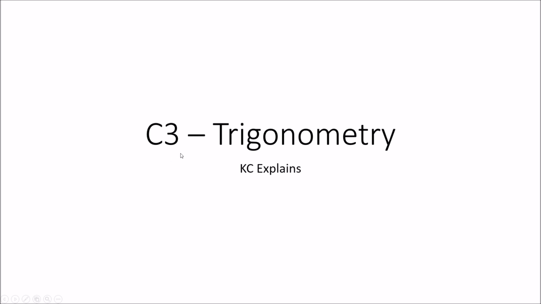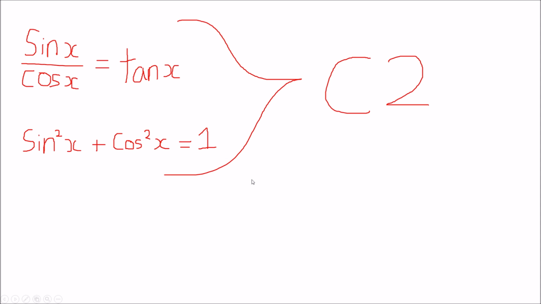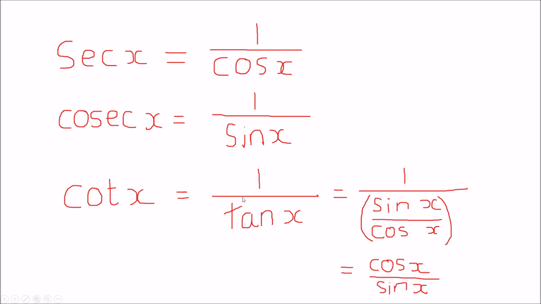Hello everyone, so today I'm going to be going through C3 Trigonometry. From C2, you should already know these two identities. We have sin x over cos x is equal to tan x, and sin squared x plus cos squared x is equal to 1. These identities are used heavily in C3, so it's good that you know them properly.